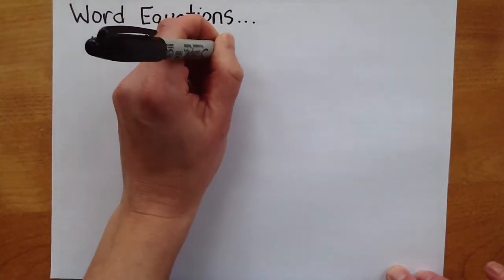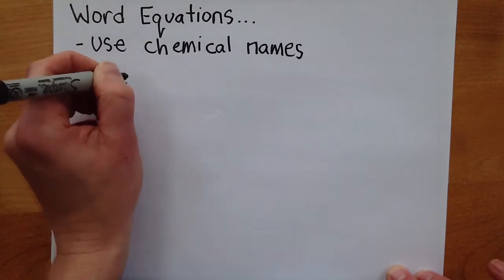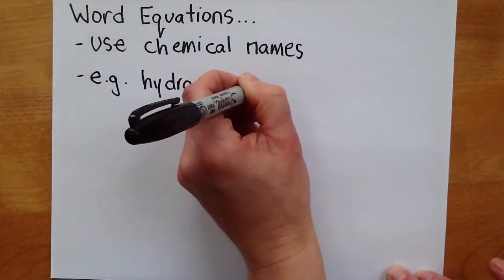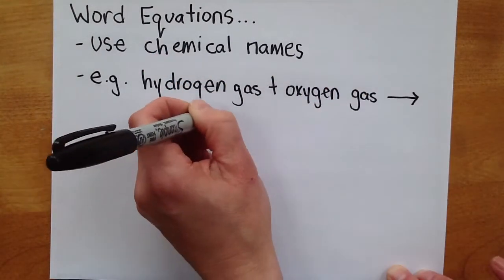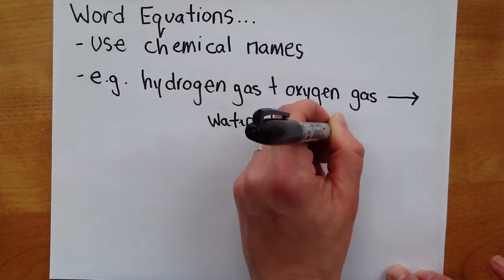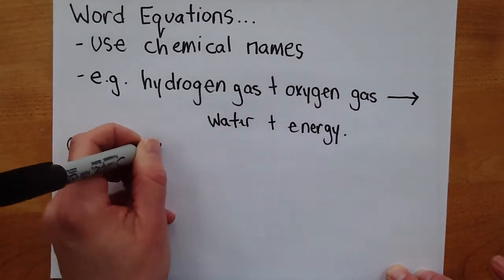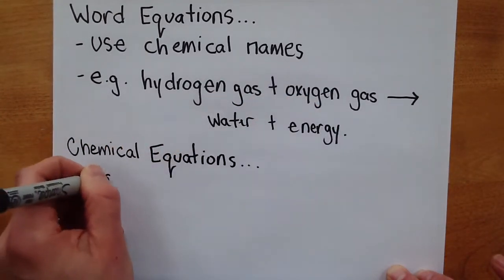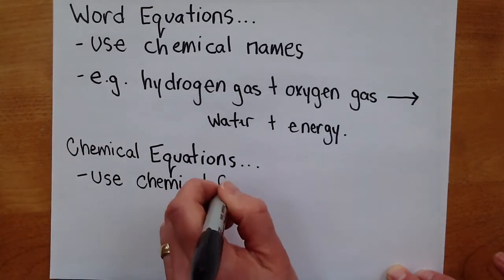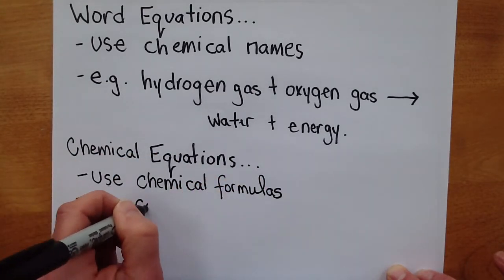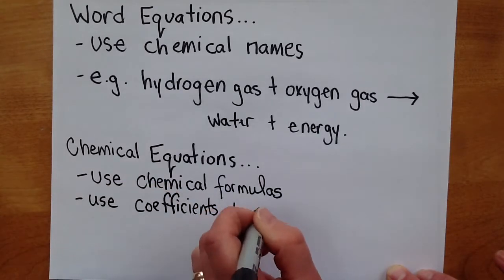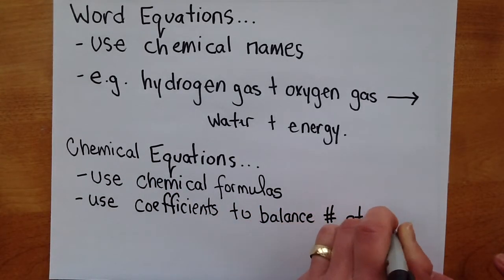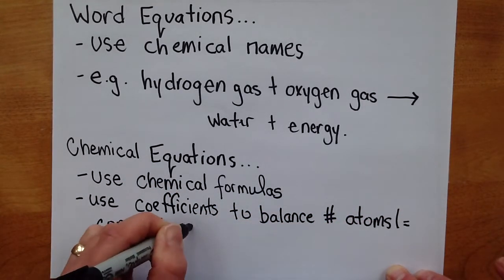Chemical reactions can be expressed either as a word equation or a chemical equation. Word equations use chemical names. Chemical equations are much more complex. They involve chemical formulas, a coefficient to balance the number of atoms, remembering the conservation of mass, and also use subscripts to identify the state of the substance.